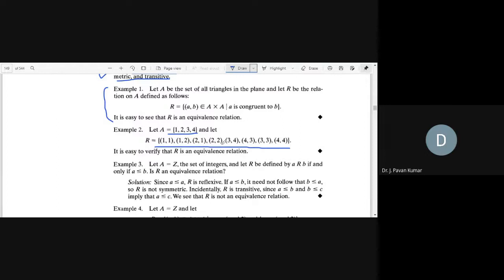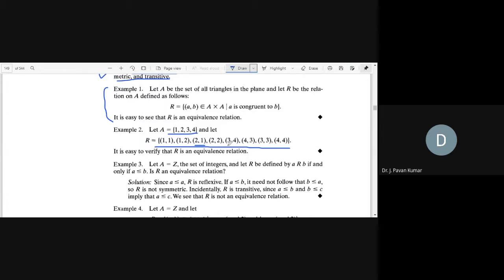We have that. Next, (2,2) is there, (2,1) is there. (2,2), (2,1). These two also we can consider. Then (2,1) must be present. Yes or no? (2,2) is there, (2,1). So what is the pair we should have? (2,1). Are we having (2,1)? Yes. Yes or no?